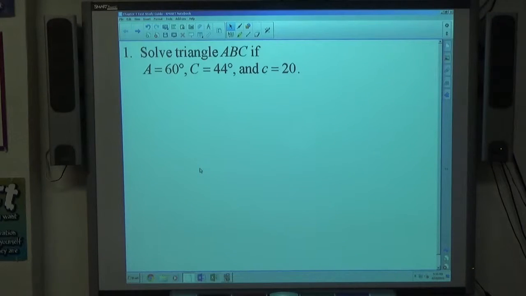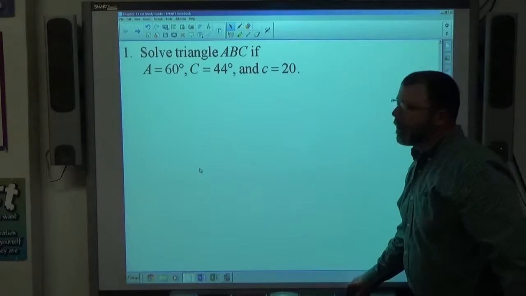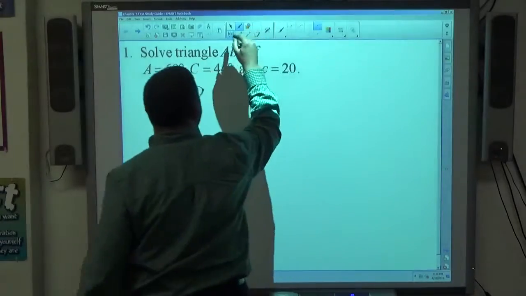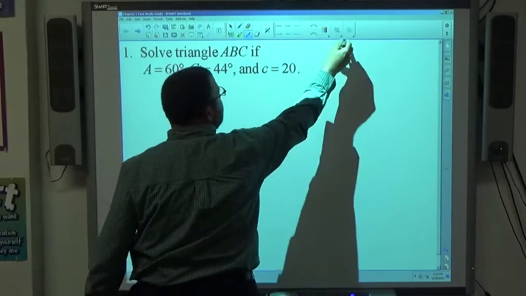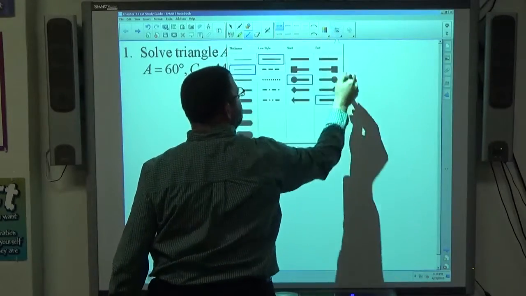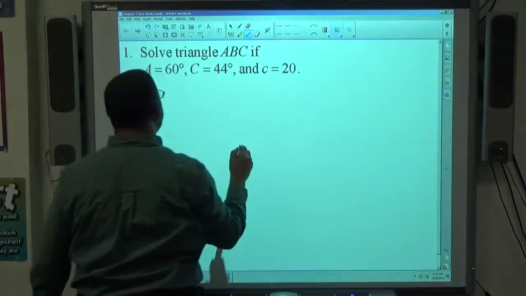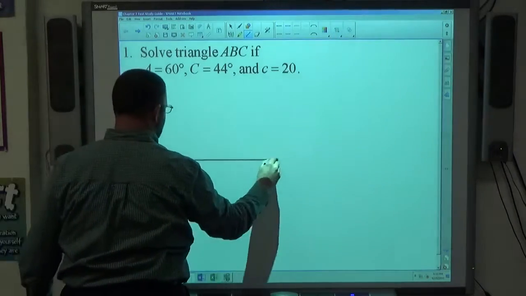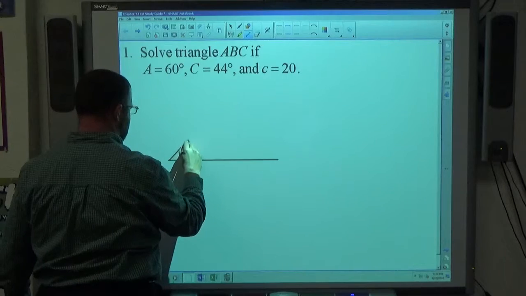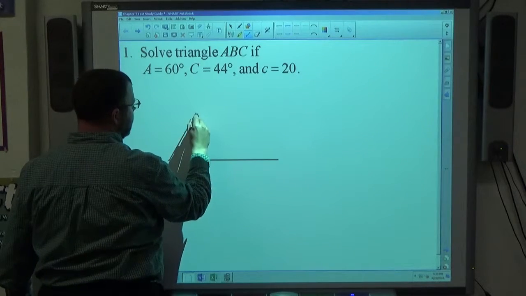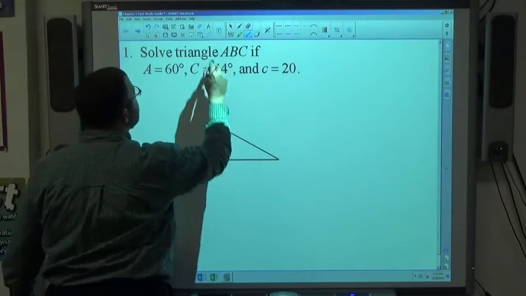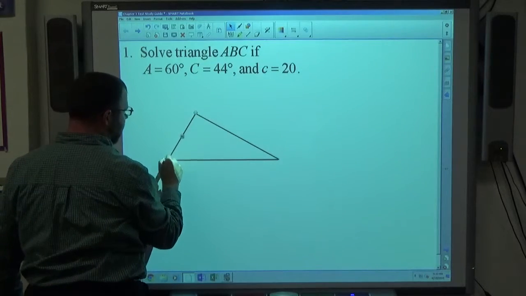All right, number one says solve triangle ABC. We're given angle A, angle C, and side C. So if we start off drawing triangle ABC, just use some straight lines here. So angle A is 60 degrees, about like that. Angle C is going to be 44 degrees. We'll make C over there. Not drawn to scale, but kind of close.